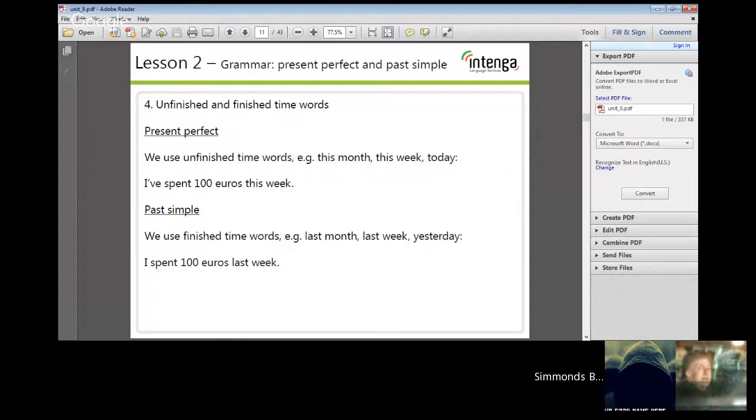This week, did I spend? The day isn't important in that case. It's just the week. Maybe you spent 100 euros on Monday, but it's still this week. Maybe you spent 20 euros every day, and so you spent 100 euros this week. Okay, so the day isn't important in that context.